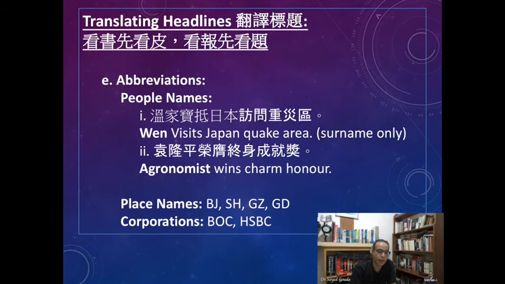For people's names, always use only the surname in the headline. When you refer to places, you can use abbreviations like BJ for Beijing, SH for Shanghai, GZ for Guangzhou, GD for Guangdong. For corporations or banks, for example, BOC, Bank of China, HSBC, Hong Kong and Shanghai Banking Corporation, and so on.